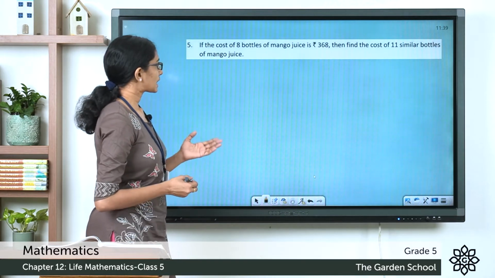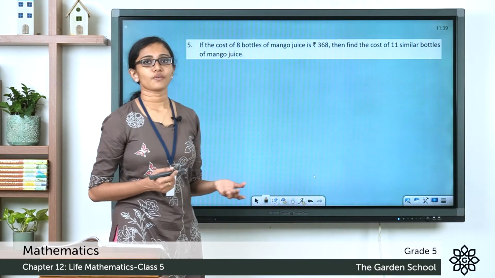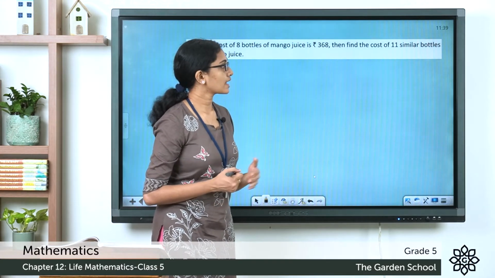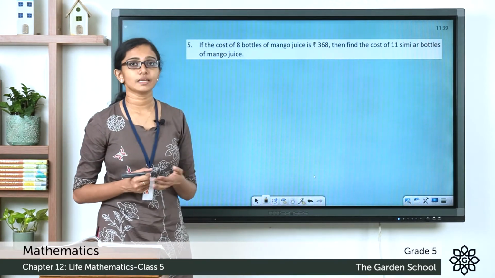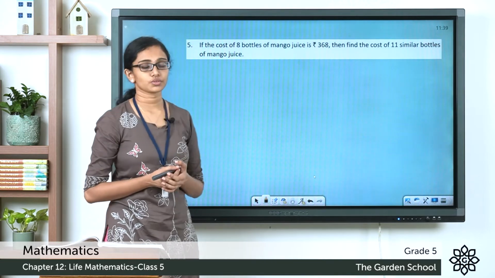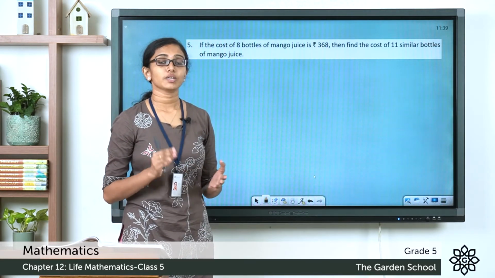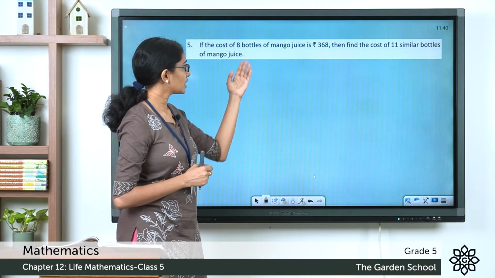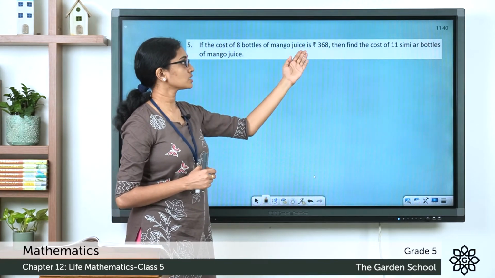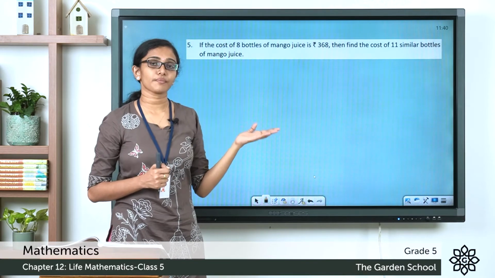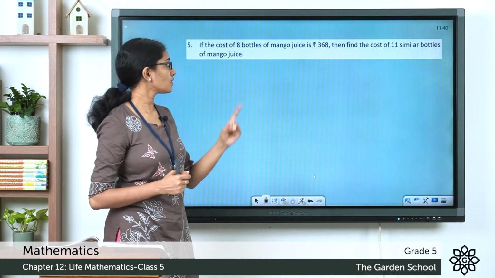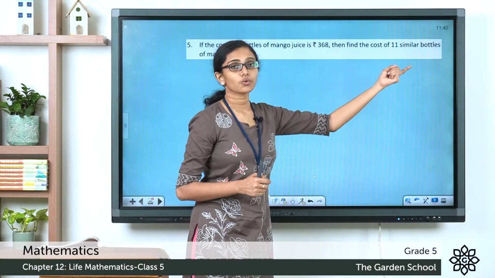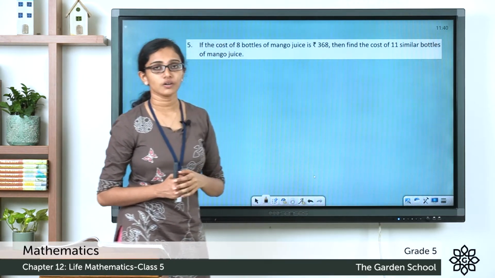Now the next one, if the cost of 8 bottles of mango juice is rupees 368, then find the cost of 11 similar bottles of mango juice. So here we can apply the unitary method. So what is mentioned? 8 bottles of mango juice is 368. So from that we can find out what is the cost of 1 bottle of mango juice. Then we have to find out the cost of 11 such bottles of mango juice.